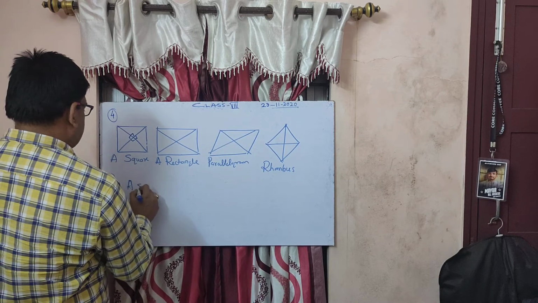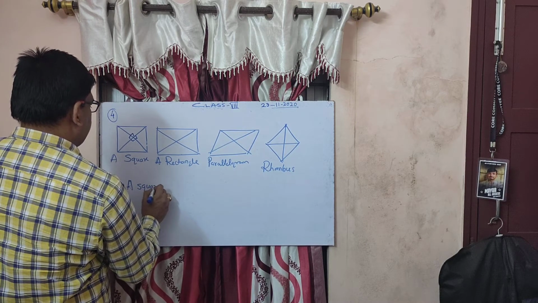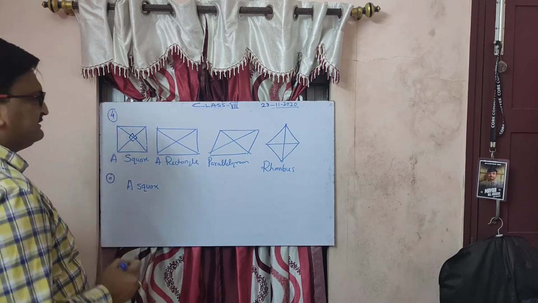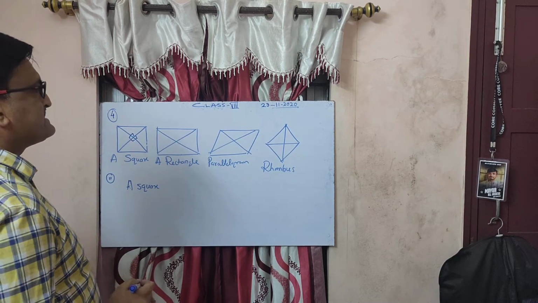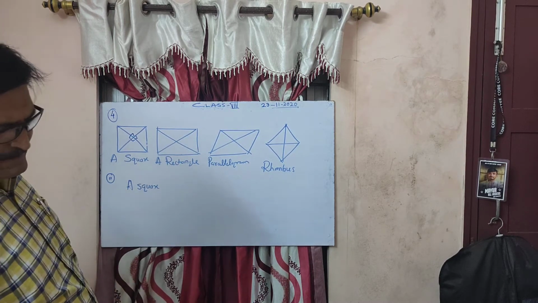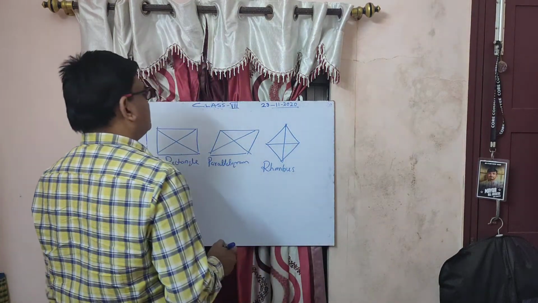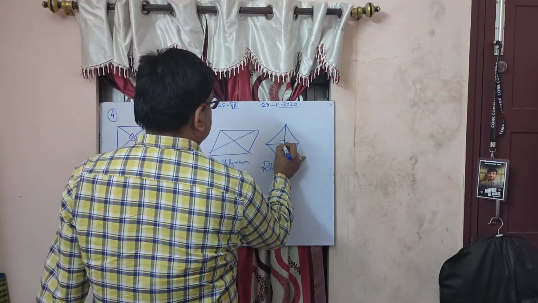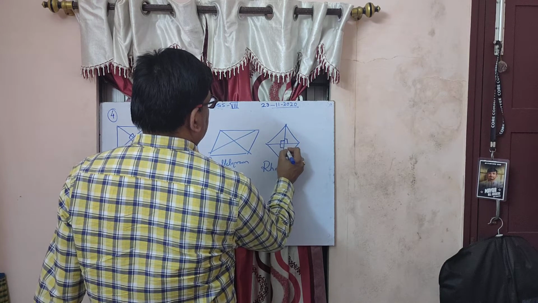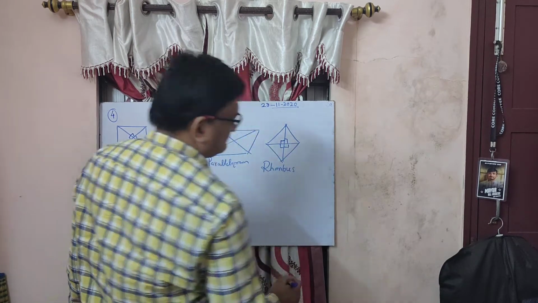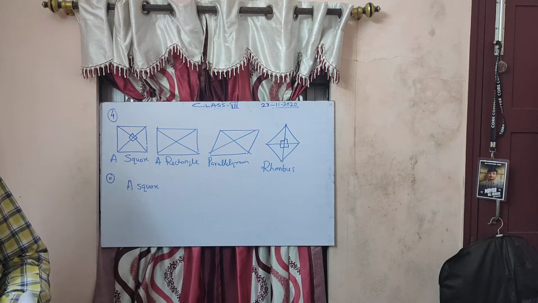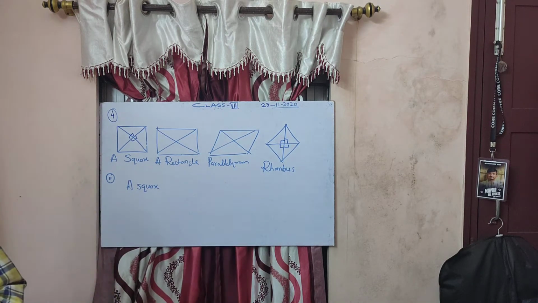You can see here. Now rectangle. Is it possible here? A parallelogram. Is it possible? A rhombus. Is it possible? You need to just check it. Which are the correct answers?